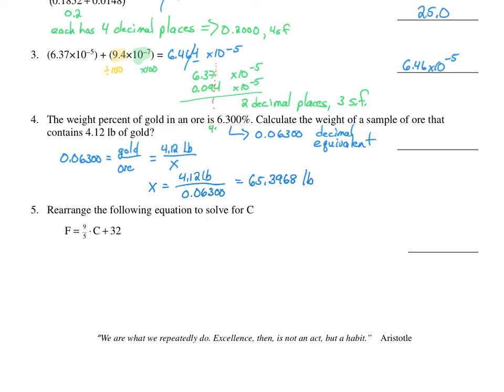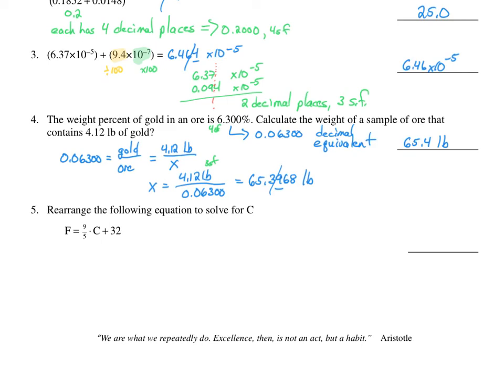Here we have 4 sig figs and 3 sig figs in this number, so we're going to be limited to 3 sig figs in our final answer. 1, 2, 3. The first number to be dropped is above 5, so we add 1 to the preceding column, and our final answer is therefore 65.4 pounds. Make sure you report your answer with the correct sig figs and with the appropriate units.